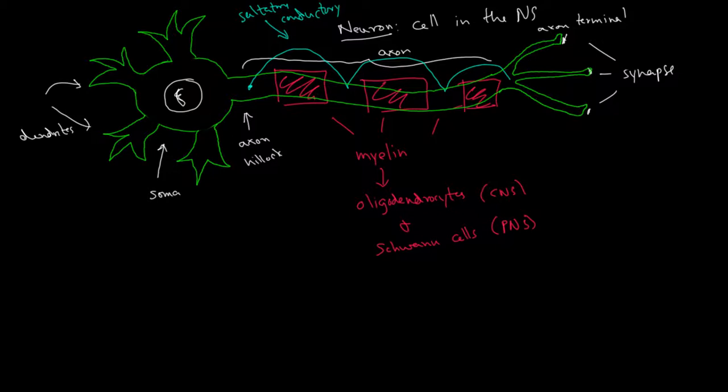time. Now, this area in which the impulse is regenerated each time, and that is not covered by myelin, this is called the nodes of Ranvier. And you have to say it just like that. He was a French guy, Ranvier. These, like I mentioned, are spaces not covered by myelin where the action potential is regenerated each time.